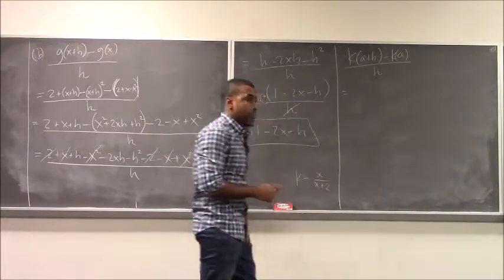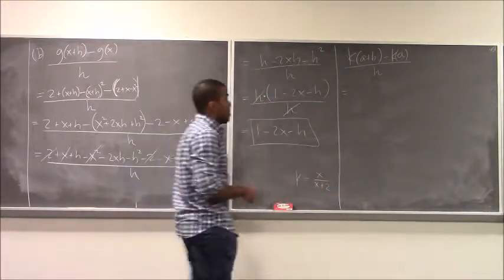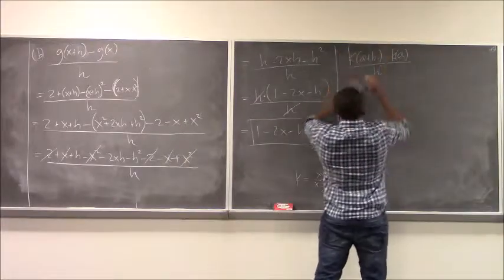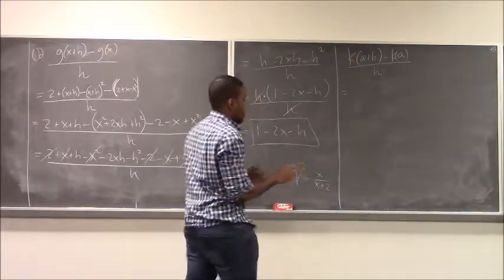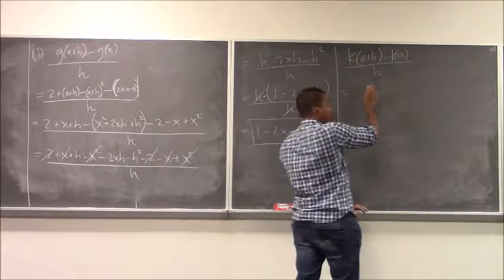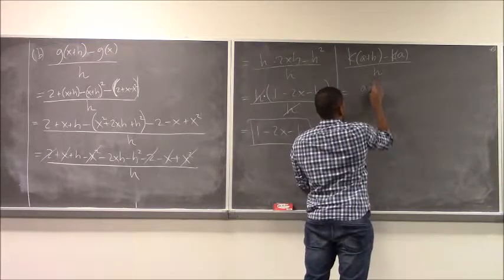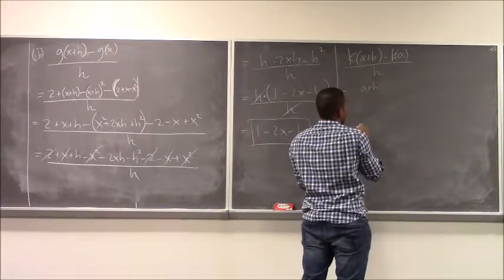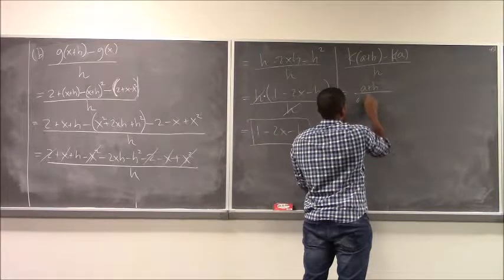Now what? Start with f of a plus h. What would that look like? (a plus h) over (a plus h plus 2).